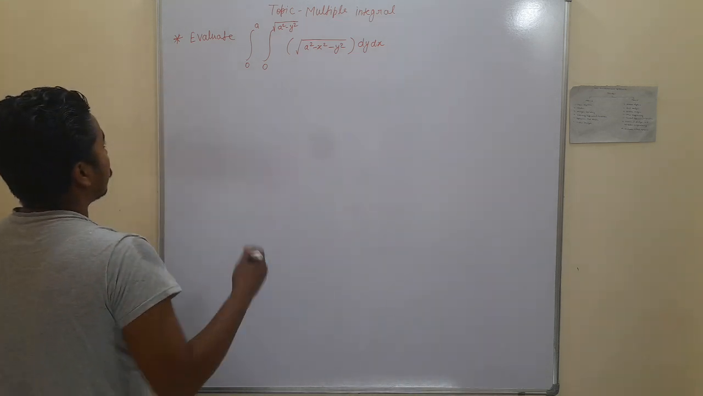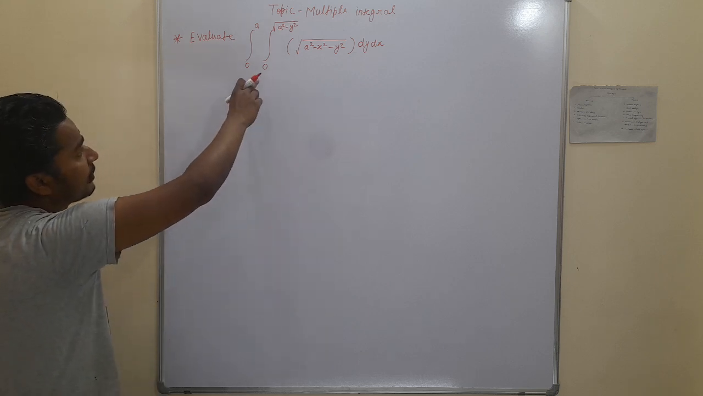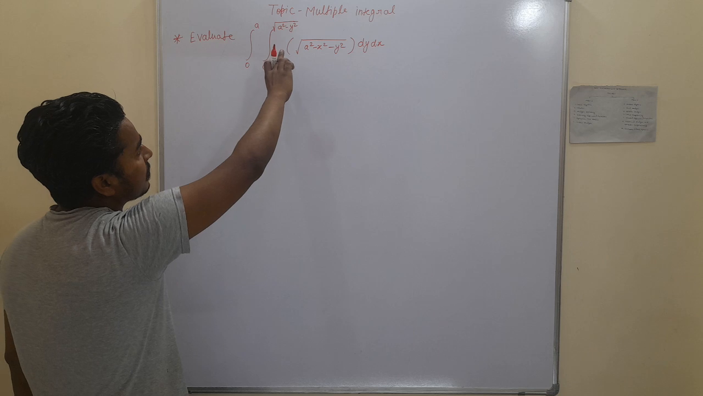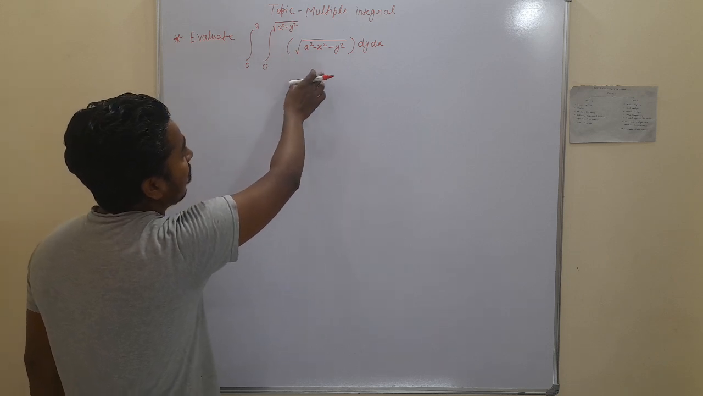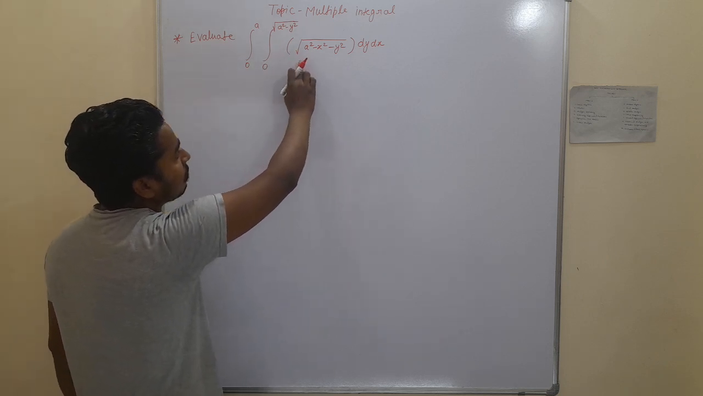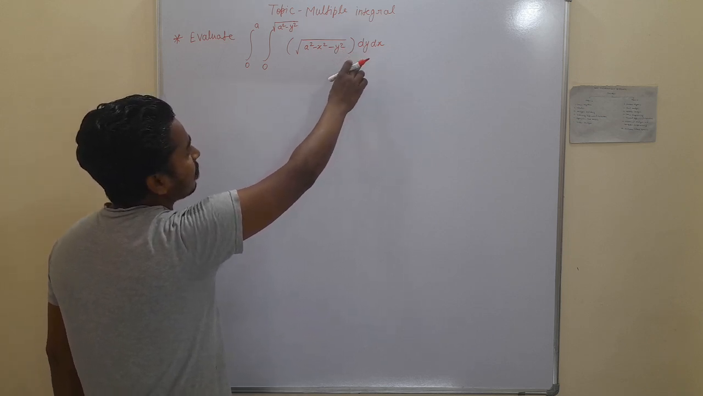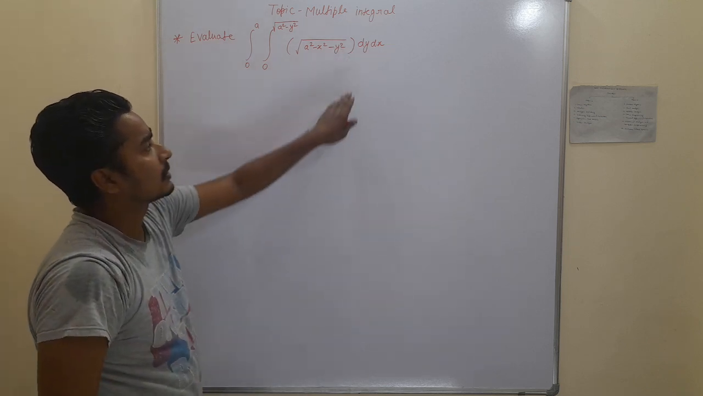The question is: evaluate the integral with limits 0 to a, and the second limit 0 to under root of a square minus y square, of under root of (a square minus x square minus y square) dy dx. Let's solve the problem.